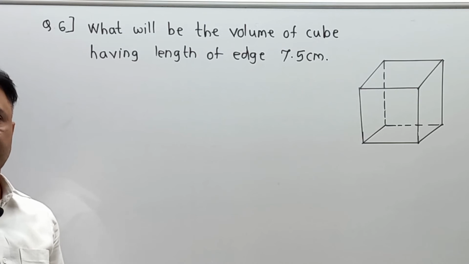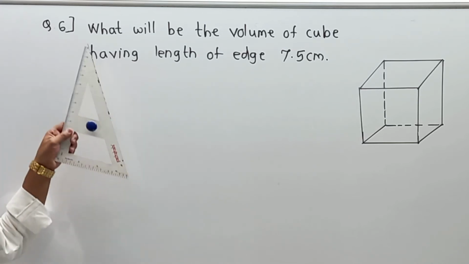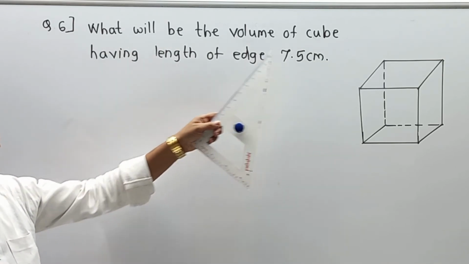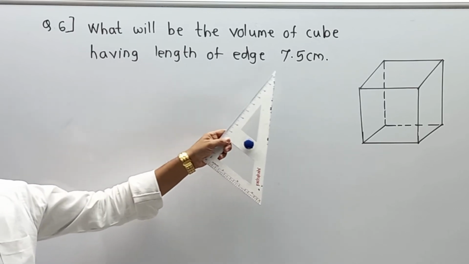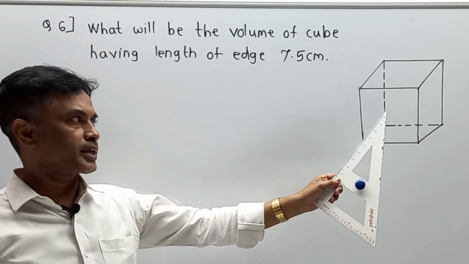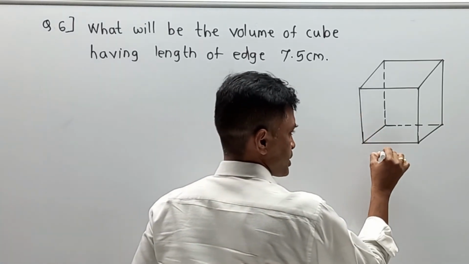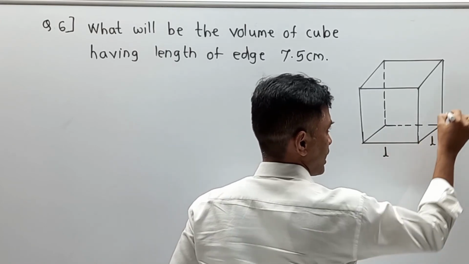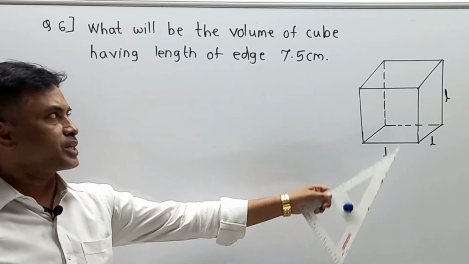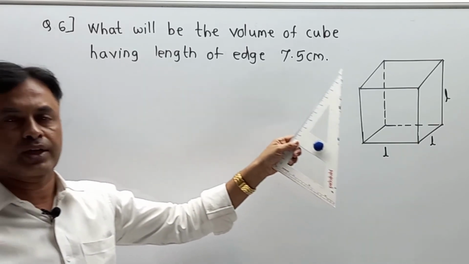Now observing the next numerical, that is numerical number 6, and the question is, what will be the volume of a cube having a length of each edge 7.5 centimeter? Now please try to understand that concept in terms of a diagram. This is nothing but a cube, means all sides are of equal length L, L, L, and this length of each edge is given as 7.5 centimeter. Then what is the volume of that cube?